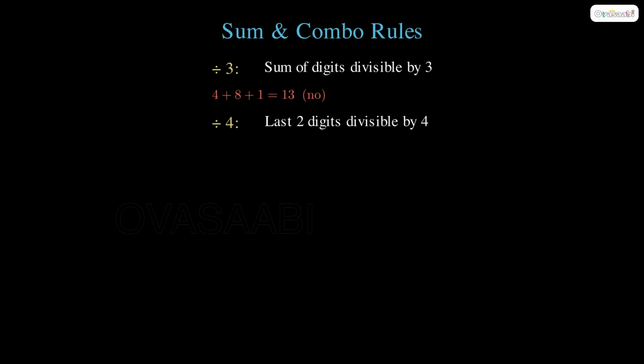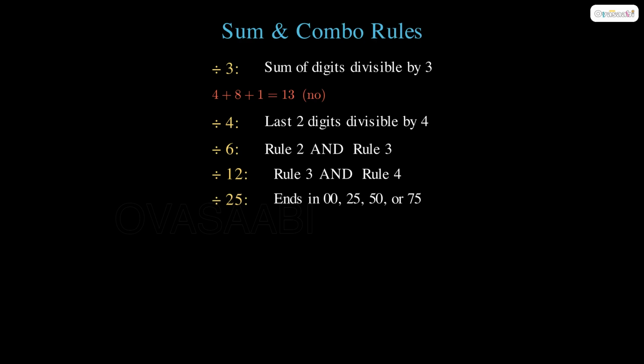For 3, add the digits. If the sum divides by 3, so does the number. For 4, check the last 2 digits. 6 combines 2 and 3. 12 combines 3 and 4.